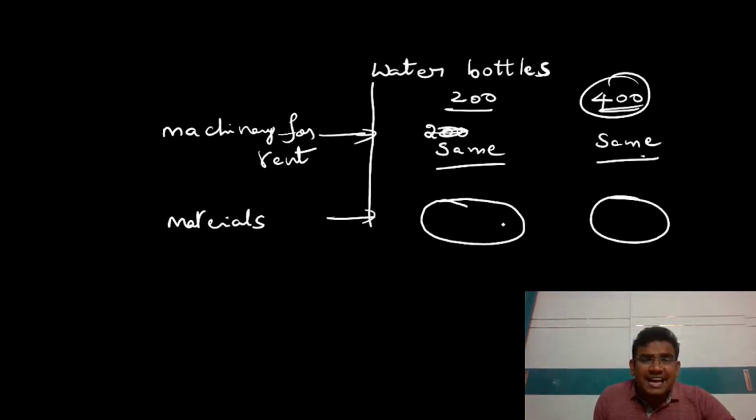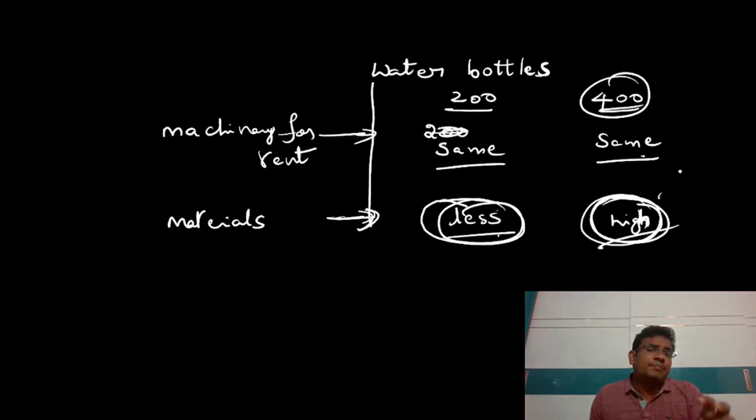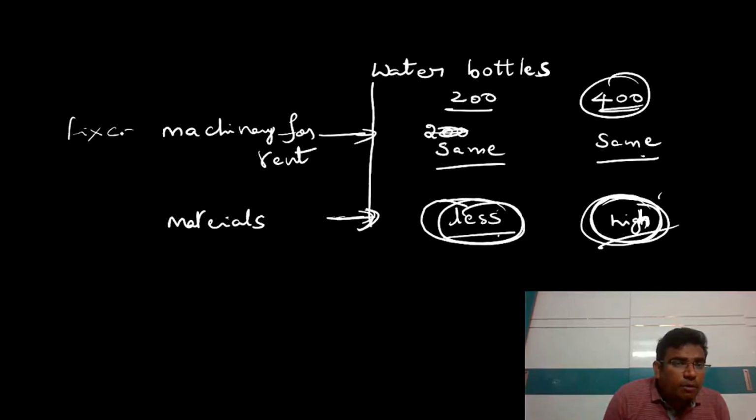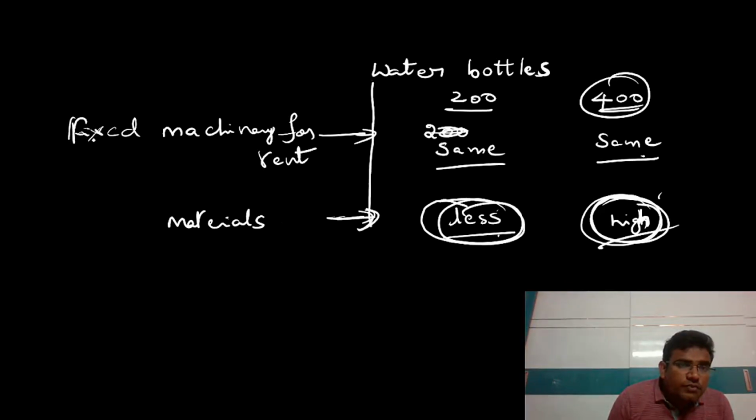So now my point is, guys, in this case I am using less material, so the material cost will be less. And in this case I am using more material, so obviously it will be high. So my point is, guys, there are two kinds of cost which are called fixed cost and variable cost.